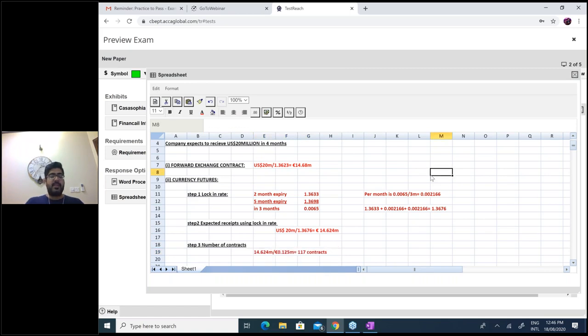So these were the 3 steps I wanted to show you for futures. At first the lock-in rate. I hope you get the lock-in rate and the receipts or payments using this lock-in rate. If it's a direct quote, multiply, and if indirect quote, divide, and then the number of contracts. Okay, you can copy this stuff. If you have any questions, you can ask, then we will move towards options, the main thing.